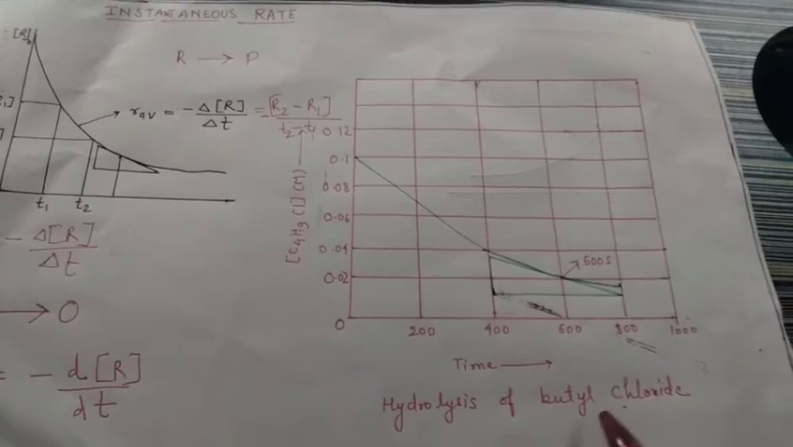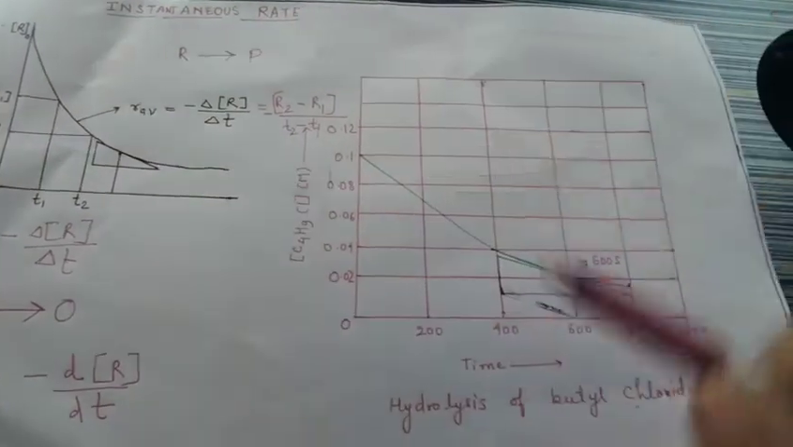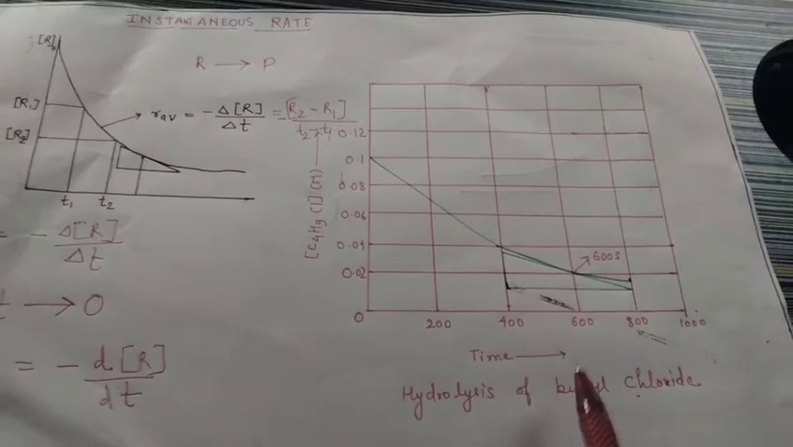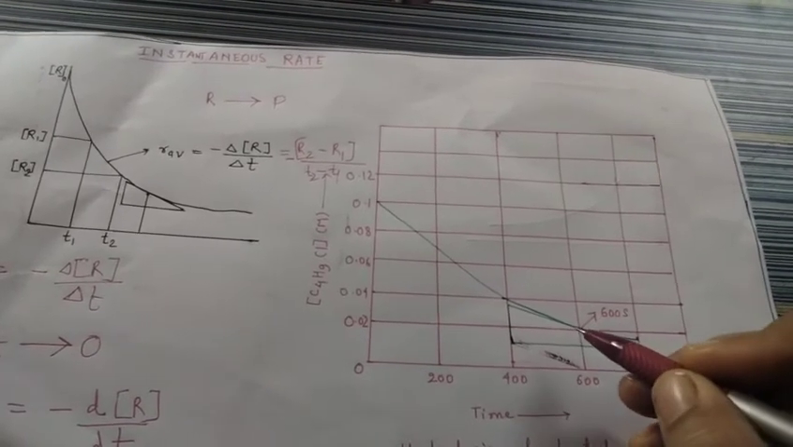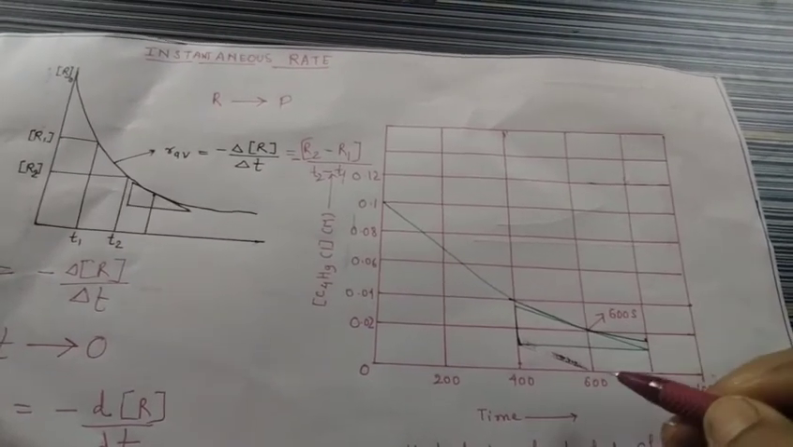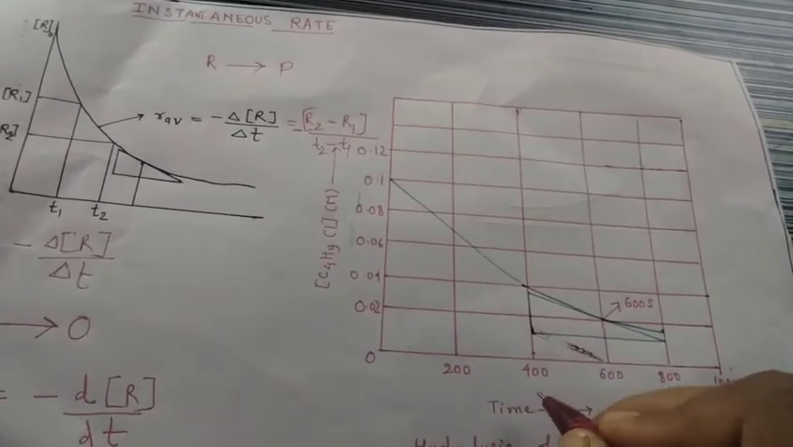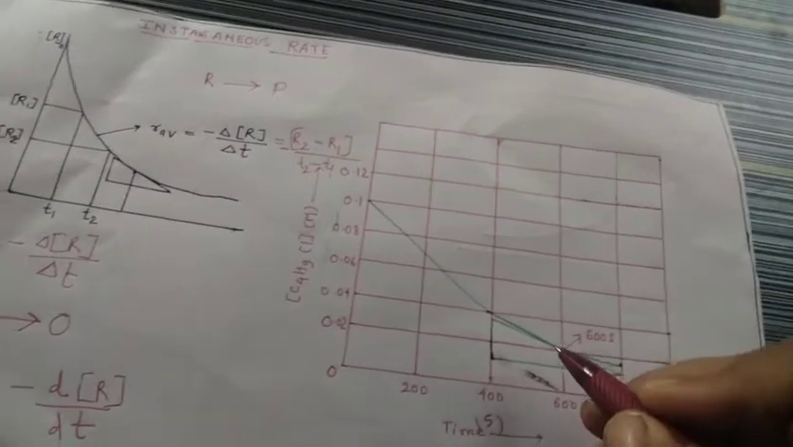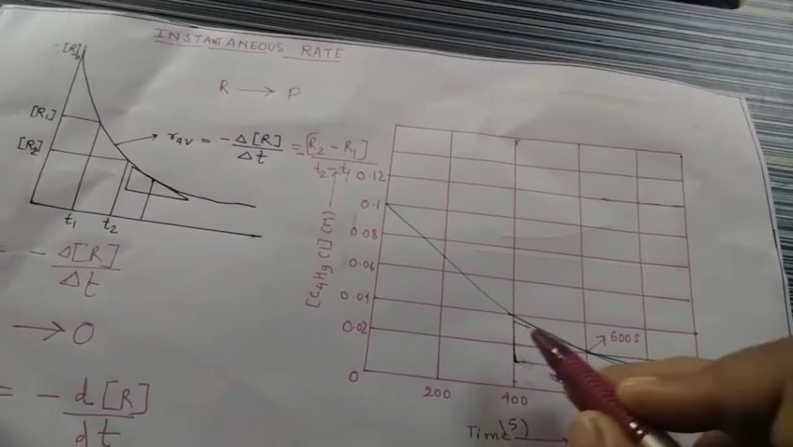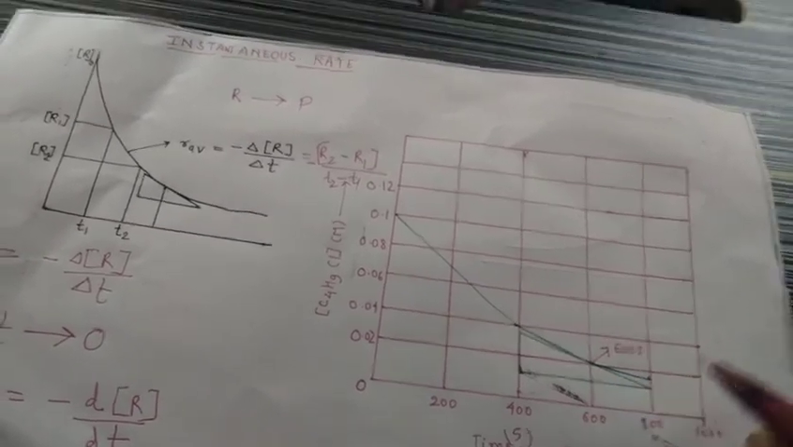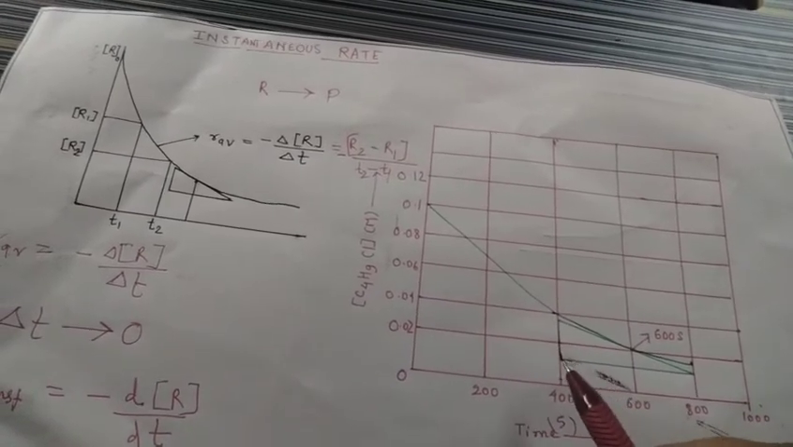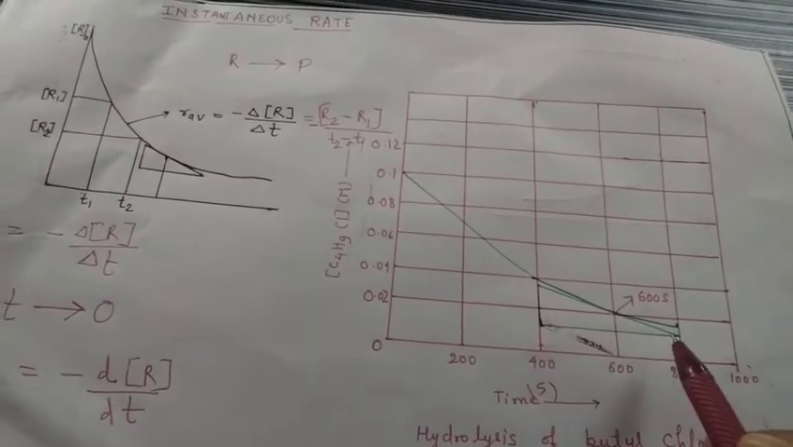Let us take one example of hydrolysis of butyl chloride. On this side I am taking the concentration, the change in concentration with time. Suppose we want to find out the change in concentration or rate of reaction at a particular moment, say 600 seconds. Suppose this is 600 seconds, and time is in seconds. Now, touching this point, you will draw one tangent like this. That should touch the curve at this point, and then join. It should make 90 degrees. This will give our dR, and this will give our dt.